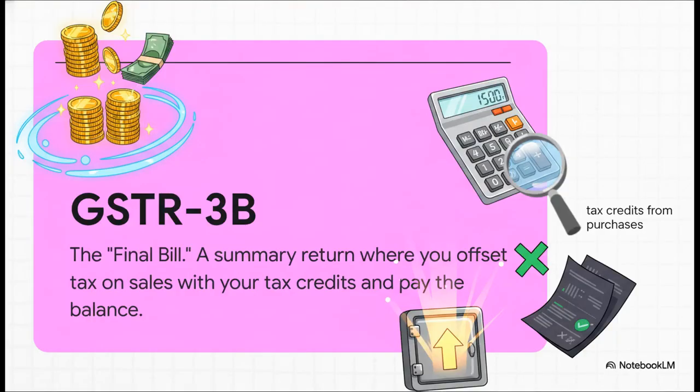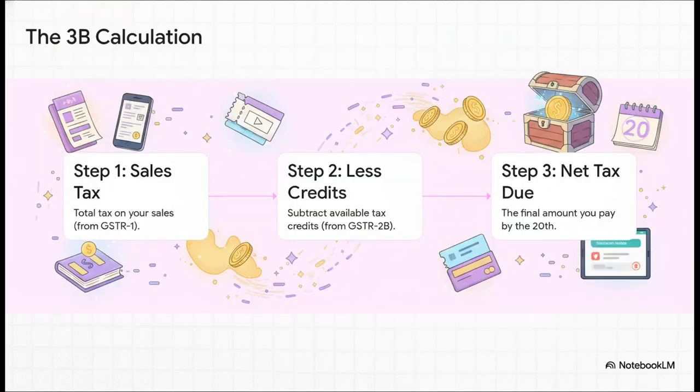If GSTR1 was your sales diary and 2B was your coupon book, think of 3B as the final bill. It's not a long, detailed report, it's just a summary. It takes the grand total of tax you collected on your sales and then you subtract the grand total of credits you've got from your purchases. Simple as that. The calculation itself is incredibly straightforward.